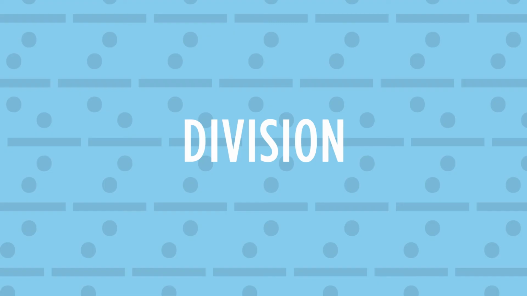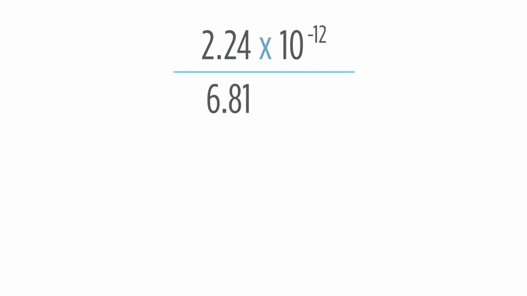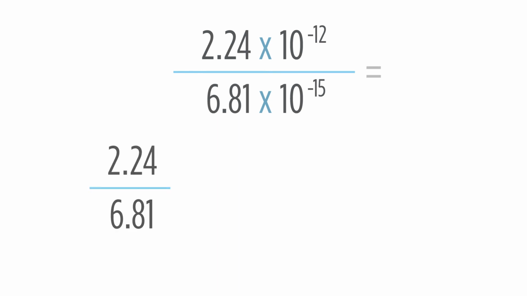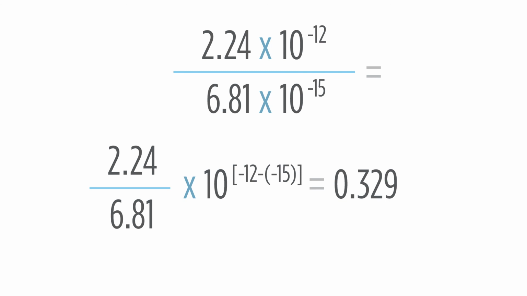In division, we're going to do something very similar, except this time we're going to subtract our exponents. So therefore, 2.24 times 10 to the minus 12th divided by 6.81 times 10 to the minus 15th. Here, we're going to do our division of our numbers, and then we will subtract the exponents, so minus 12 minus minus 15.